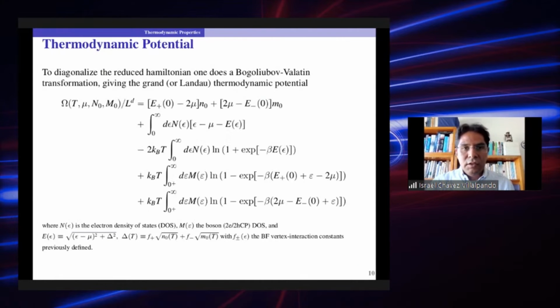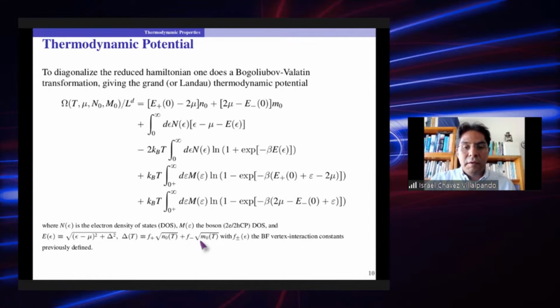The more important thing here is that this quantity is the number density of two electron Cooper pairs, and this the number density for two hole Cooper pairs. These two quantities will be the key in the description of the energy gap and some other properties, as well as the superfluid density. So this is the thermodynamic potential.